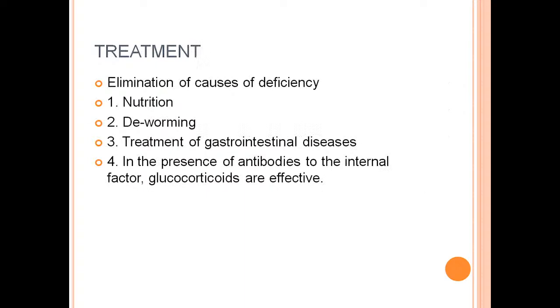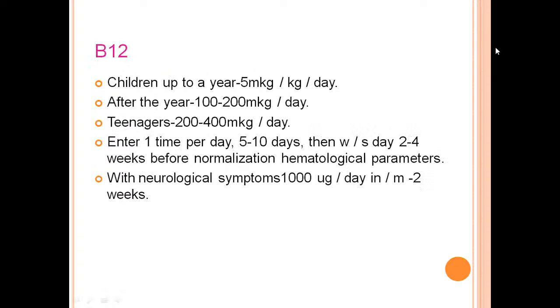The treatment: elimination of causes of deficiency, nutrition, deworming, treatment of gastrointestinal diseases, and in the presence of antibodies to intrinsic factor, glucocorticoids are effective. What about B12? Normal. Children up to a year, 5 micrograms per kilogram per day. After the year, 100 to 200 micrograms per day. Teenagers, 200-400 per day. Administer one time per day, for 5-10 days.